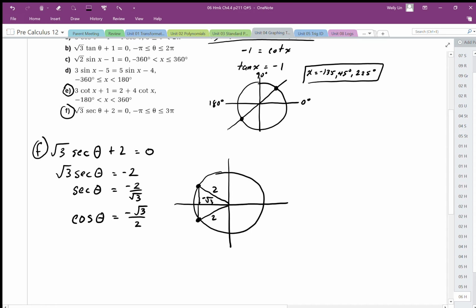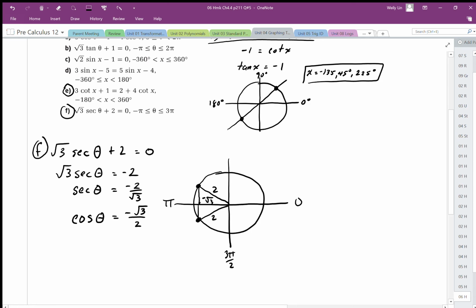So the question asks us to find the answers from negative pi to 3 pi. So here's pi, which would also be negative pi. If I start at negative pi, I'm going to go around and hit that position. In this case, I'm going to go pi over 6 from negative pi, so it's going to be negative 5 pi over 6.